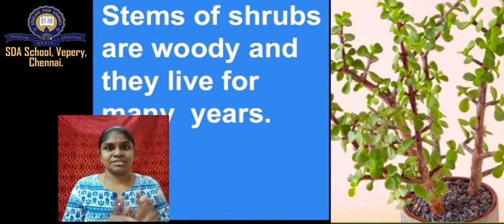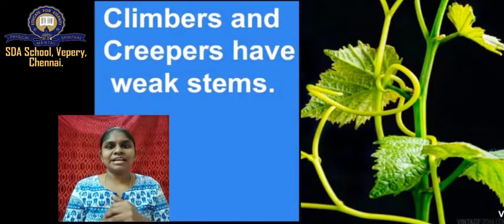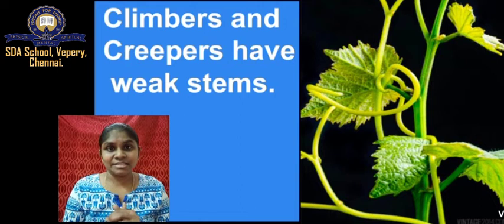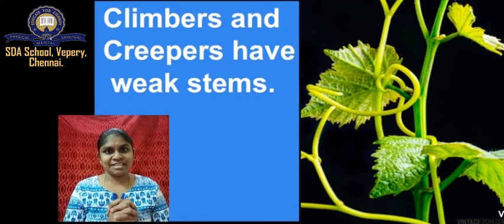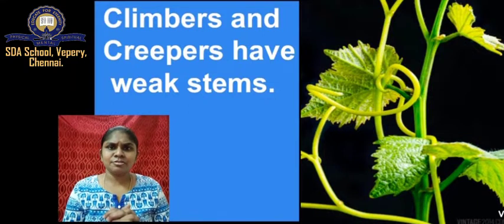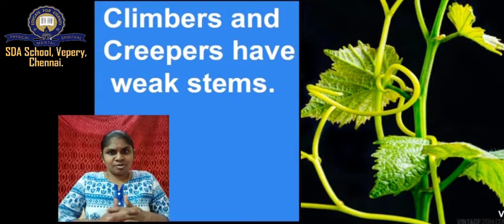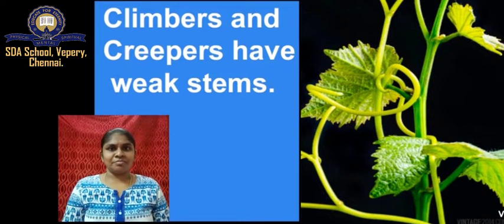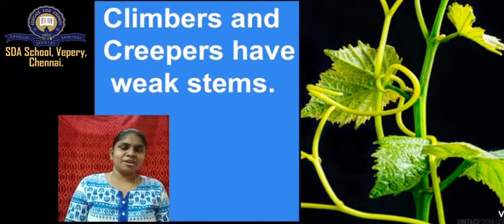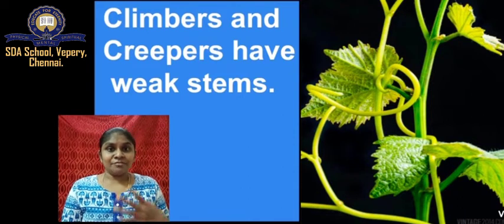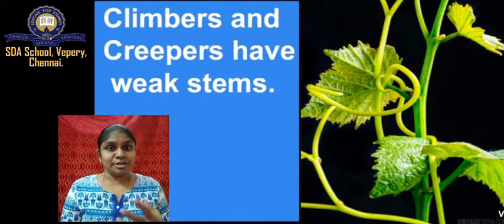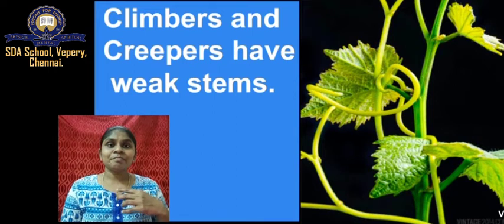Next we learned climbers and creepers. What is the importance in this? Climbers and creepers have very weak stems. Because of weak stems, what happens? They cannot stand on their own. They have to lean on somebody or they need support. Am I right? Yes, they have weak stems. So, because of that, they cannot stand on their own. They have to lean on somebody.